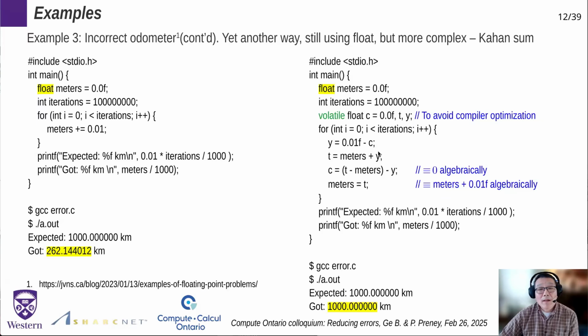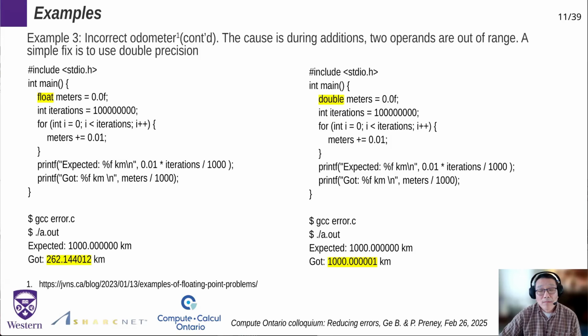There's some complex theory behind the scene here, proposed by Kahan, the compensated sum. We're not going to go into the details, but just show you that with this magic, and without changing the precision, we get the correct answer. And you might ask why you want to apply a Kahan sum as opposed to using a double precision, which is the simple fix as we just saw.